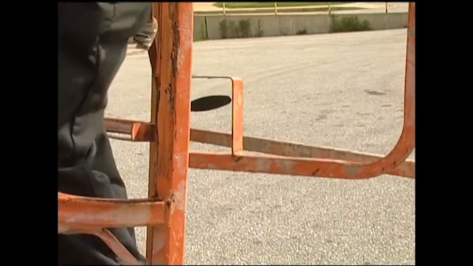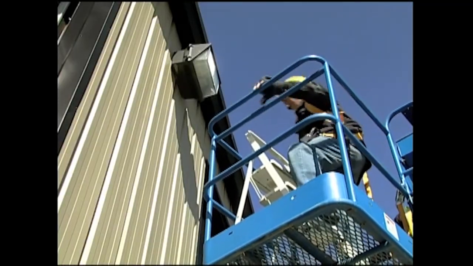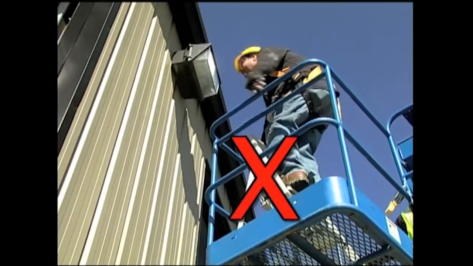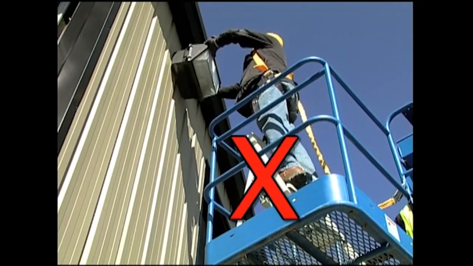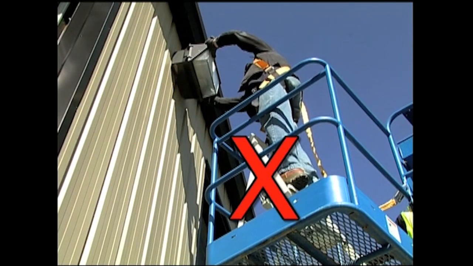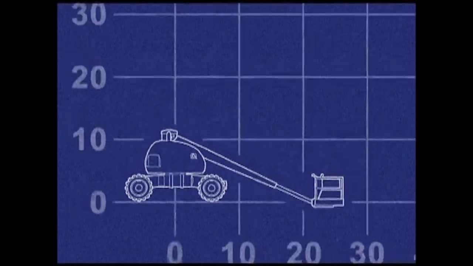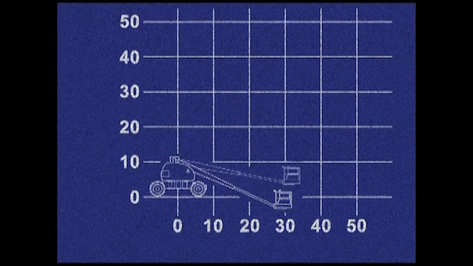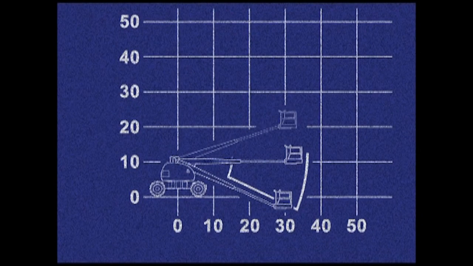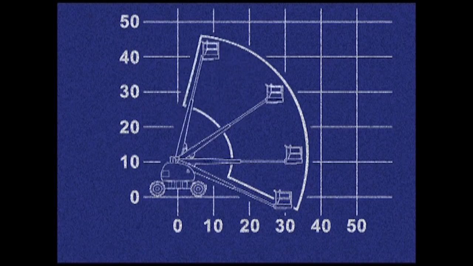Climb into the platform or bucket, then close and lock any gates or doors. It's important that you never try to use ladders, planks, stools, or other devices to extend your reach or to bridge gaps between the lift and the area where you want to work. Be sure not to exceed the vertical or horizontal limits recommended by the manufacturer. This information can be found in the operator's manual or on warning stickers affixed to the lift.